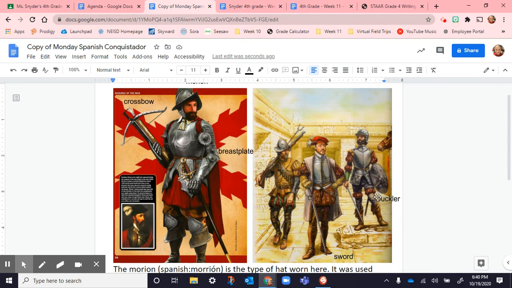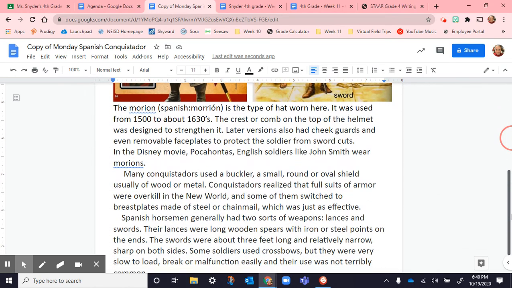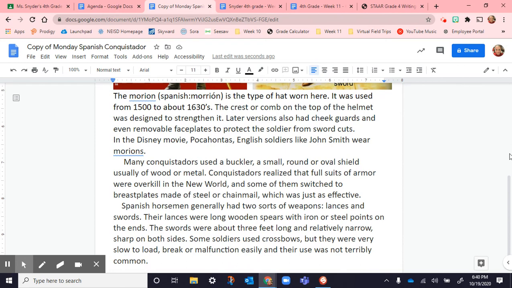Here you can see the buckler, the sword, they had crossbows, the breastplate here. I'll leave this up so you can read that. You can go ahead and hit pause. All right, so it's talking about the things that the conquistadors would have.